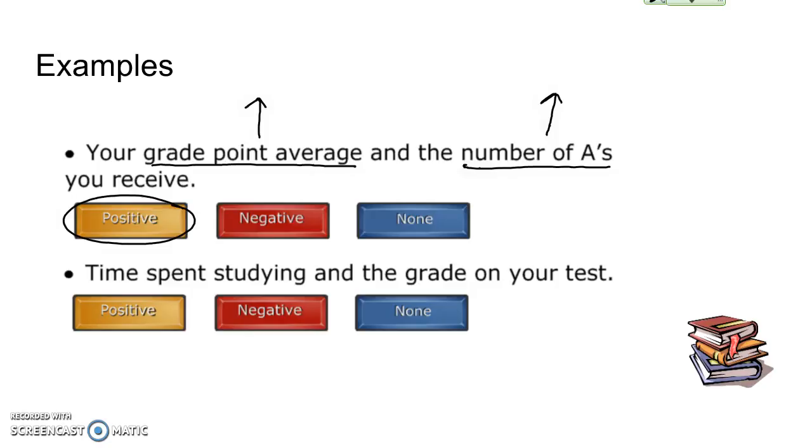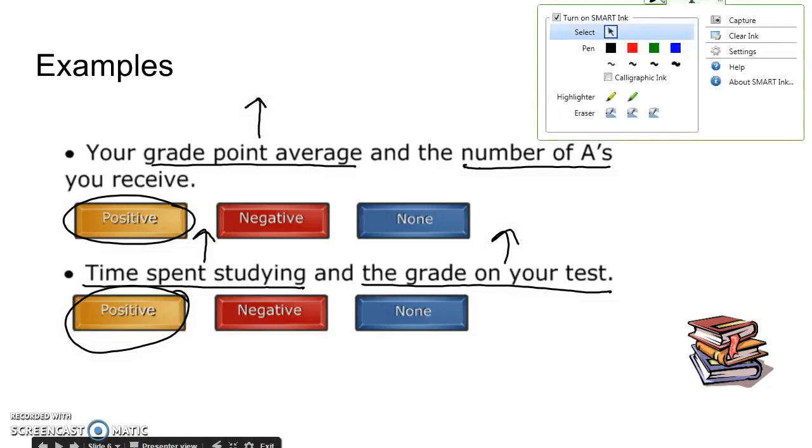All right, what about the time you spend studying for your test and the grade on your test? I know some of you are going to say, I never study for anything and I always make A's. Well, just in general, if something is really hard and you need to spend some time studying to be successful on the test, as the amount of time that we spend studying increases, what's going to happen with the grade on your test? It will also increase. The higher your grade, probably the more time you spent on your test.